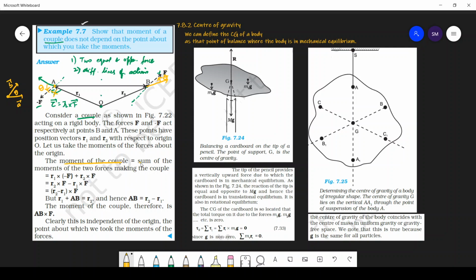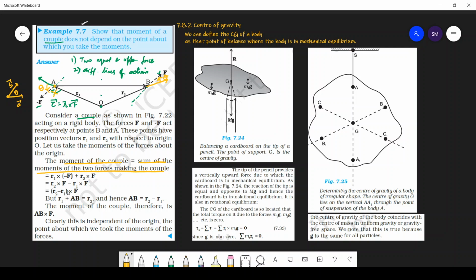Again, so what is the net torque? Net moment of the couple is the sum of the moments of two forces which are making the couple. So R1 cross minus F plus R2 cross F. Okay, that is minus R1 F sin theta, R2 F sin theta, their magnitudes. Okay, now R2 cross F minus R1 cross F.